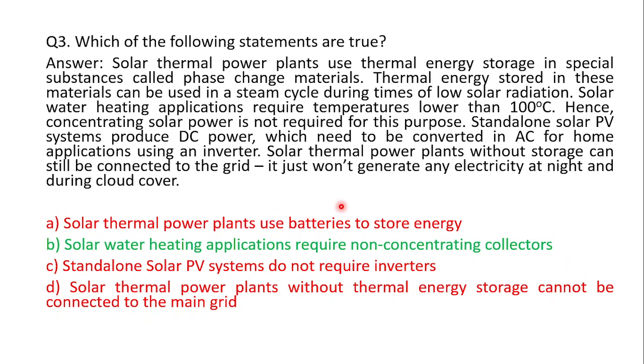Okay. Third, which of the following statements are true? The first option was: solar thermal power plants use batteries to store energy. Now again, it's the same logic as the megawatt scale power plant. These solar thermal power plants are usually very big, usually in the range of megawatts, so if you want to produce electricity and store it in a battery bank, then you need a huge battery bank, and that's not practical.